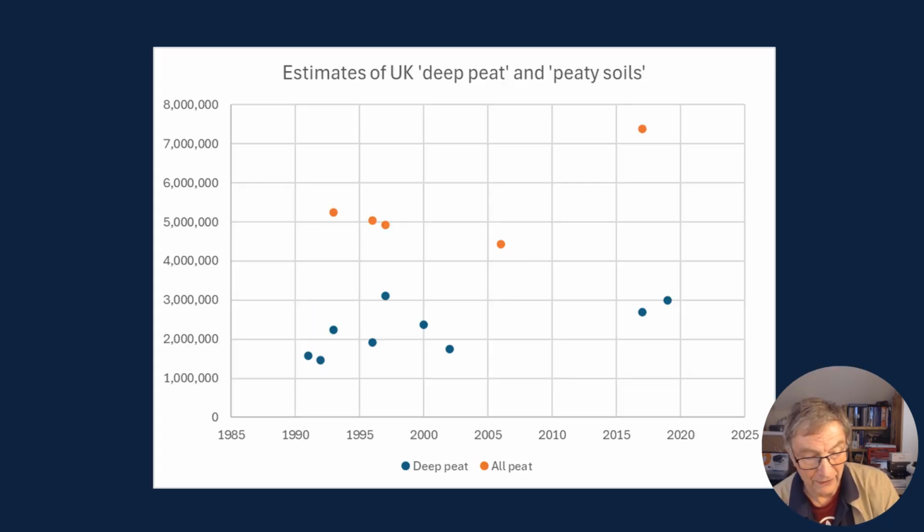Here we can see the range of estimates for the extent of UK peat published during the course of the last 40 years. The blue dots indicate that estimates of deep peat, i.e. more than 40 to 50 centimetres, have varied between 1.5 million hectares and double that at 3 million hectares. Add in peaty soils, or shallow peat, which are the orange dots, and the estimates more than double, rising to more than 7 million hectares.